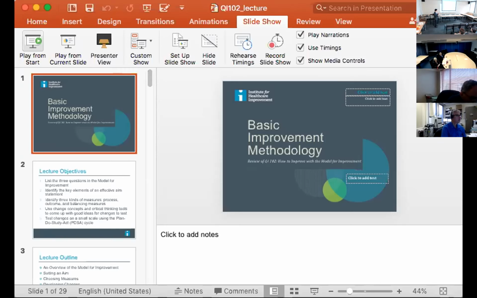So just basically working with that, knowing how to set it up, and what PDSA means, and the concepts around that. In this hour, we're going to talk about the model for improvement, how to set an aim, choose your measures, develop changes, and then how to test them. Then there'll be a video exercise after that, and then we'll actually work through developing a change initiative.